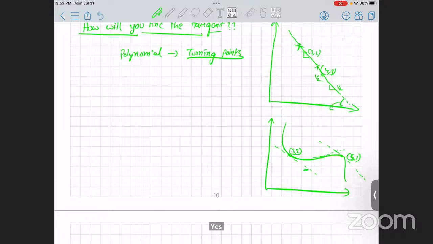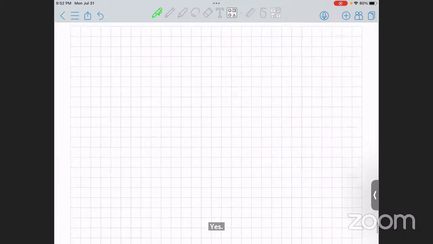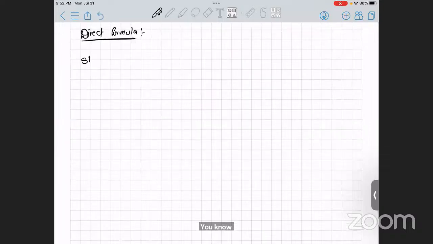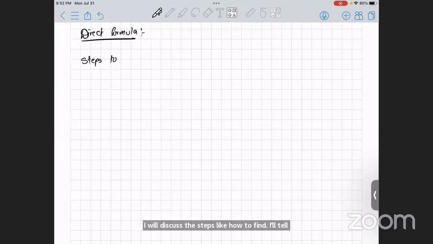Okay. Now we will move on to how you find the tangent. First, there is one direct formula, but I won't discuss this direct formula. I will discuss the steps, how to find it. I will tell you the steps to find the tangent line equation.